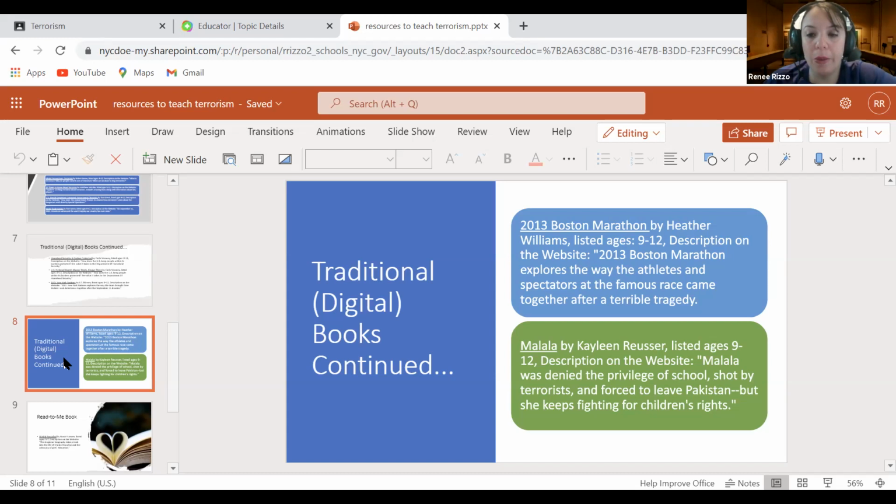Malala by Kayleen Rooser, listed ages 9 through 12. Description on the website: Malala was denied the privilege of school, shot by terrorists, and forced to leave Pakistan, but she keeps fighting for children's rights.